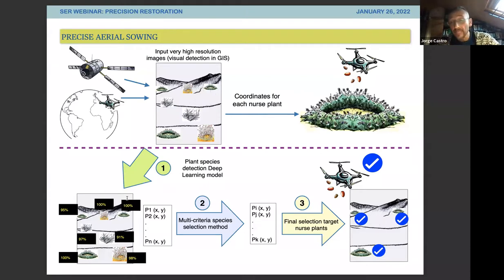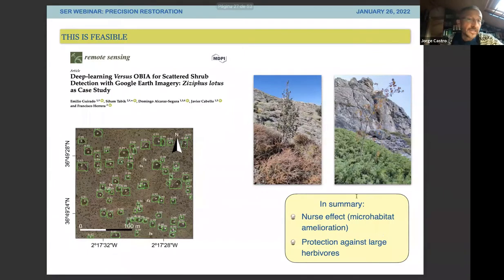And at the beginning, it's slow because we have to create the model. But once the model is created, we can work very fast. So the system can select later which are the species that we want. And we can then again transfer the coordinates to the drone and do an aerial sowing much more precise. And this is not fiction, okay? This is something that already is happening. Because, for example, this is one of the authors of the paper that I mentioned about precision restoration. They are working in the identification of plants with deep learning.